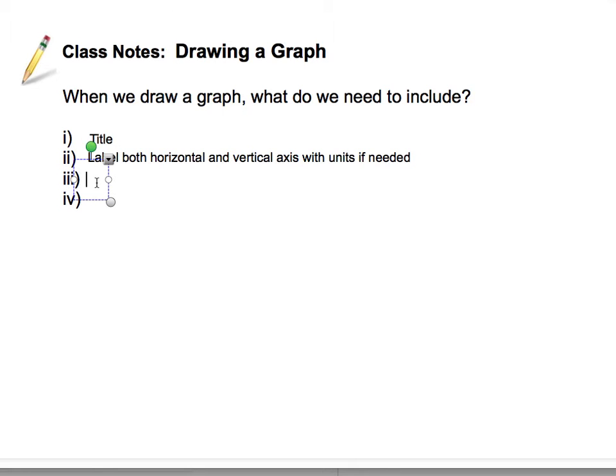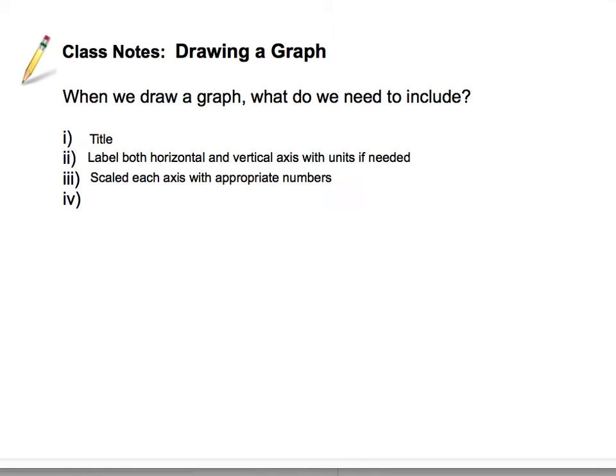The next thing we did was we scaled each axes with appropriate numbers. Okay, so if we have data between 0 and 1,000, we're not going to scale our axes by 1. We're going to scale it by hundreds. So each of those little square grids would be worth 100. Okay, so we have to really use appropriate numbers when we graph.